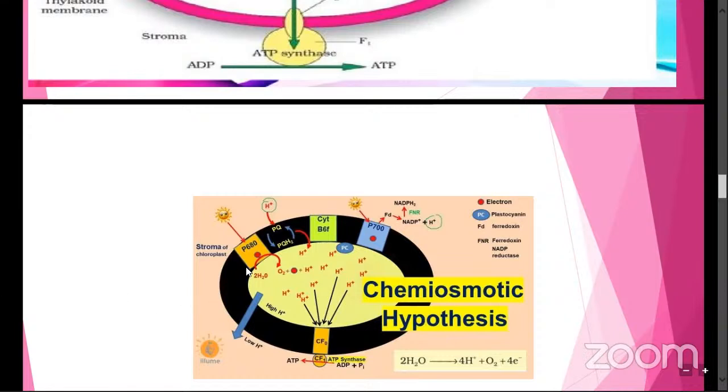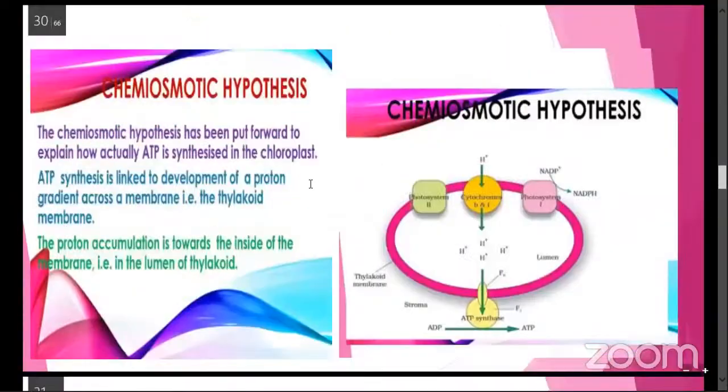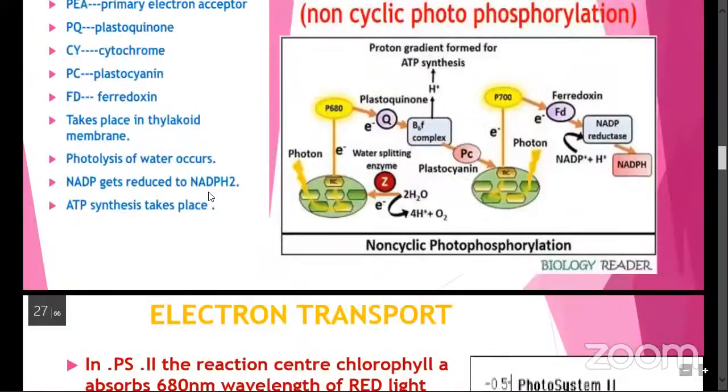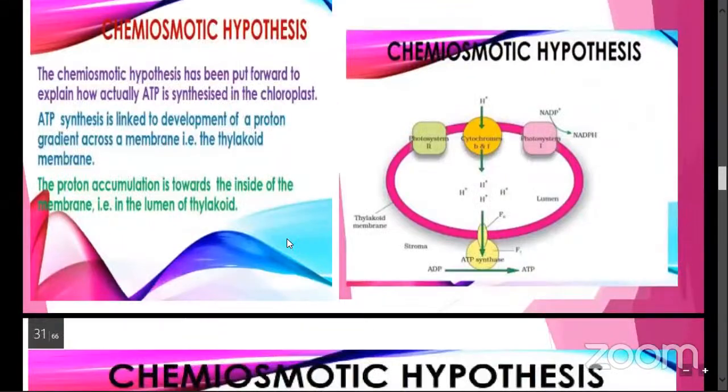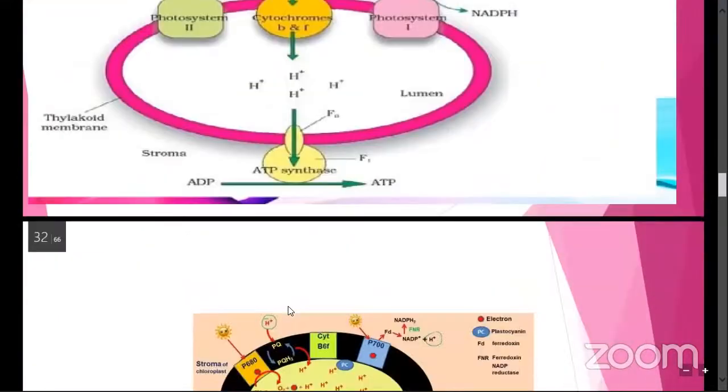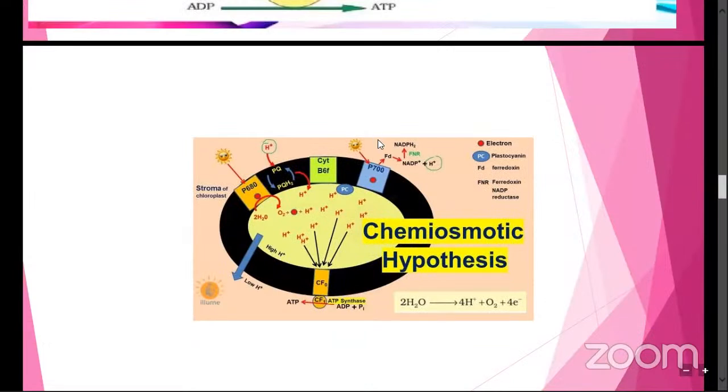So there is a flow of protons from the lumen to the stroma, and through these protons, they are connected with the NADP plus to reduce it into NADPH2. So in this way, while discussing this non-cyclic, assimilatory power is produced or synthesized during non-cyclic photophosphorylation. What is assimilatory power? ATP plus NADPH2. So here we are observing the synthesis of ATP in the stroma only and NADPH2 synthesis also in the stroma only. These are together called assimilatory power.